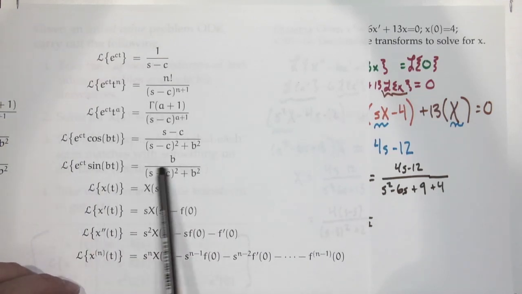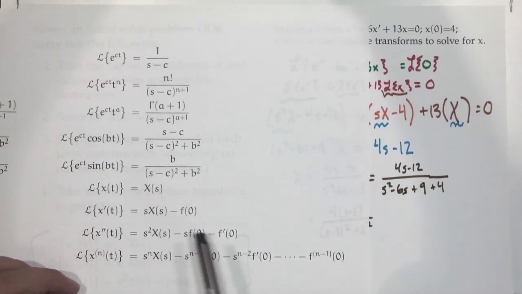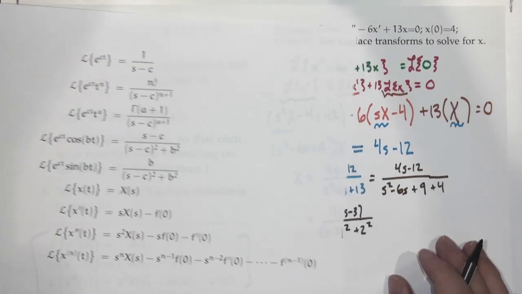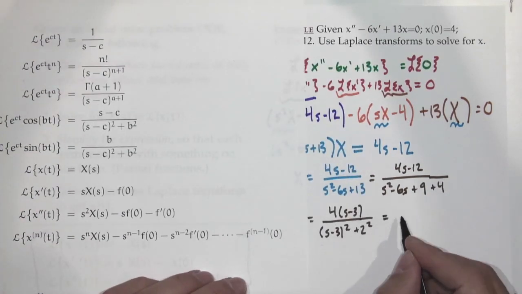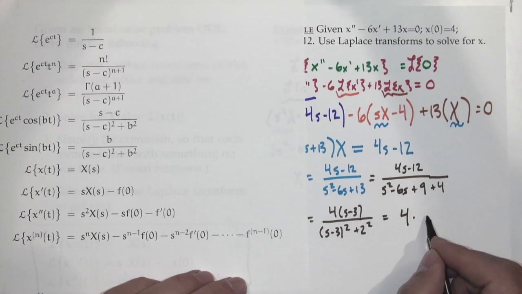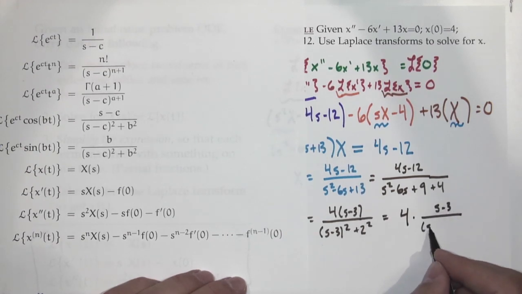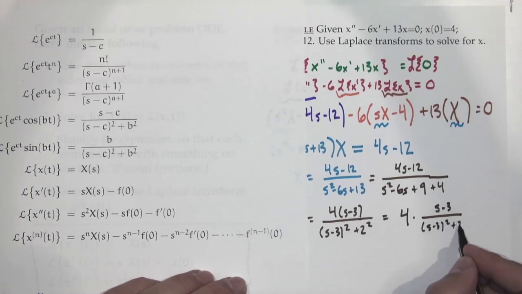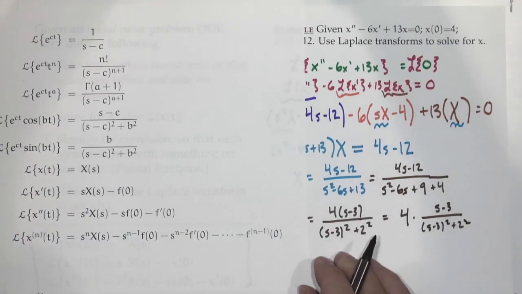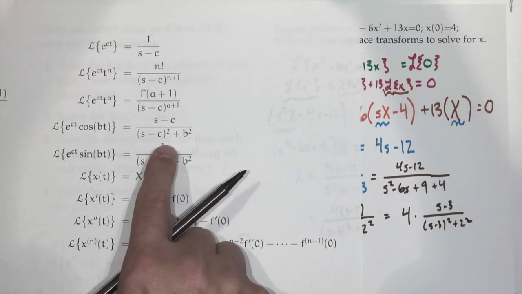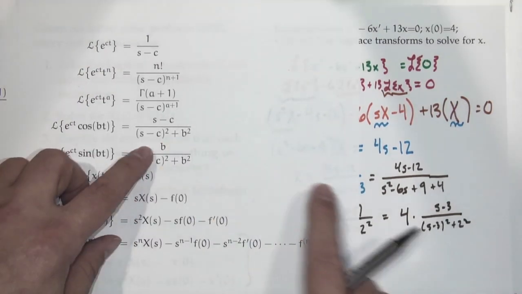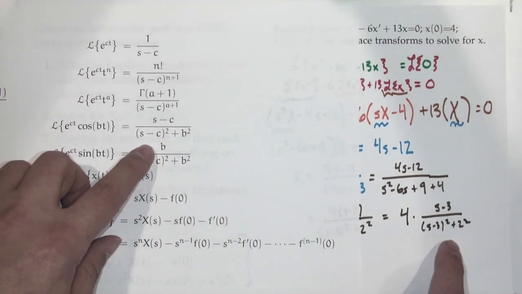e to the ct cosine bt. So we say, okay, in fact, we can really write this as 4 times, we'll pull that out as a constant, so we have an s minus 3 over s minus 3 squared plus 2 squared. And now we say, okay, so we've successfully simplified to match something that's on our table.